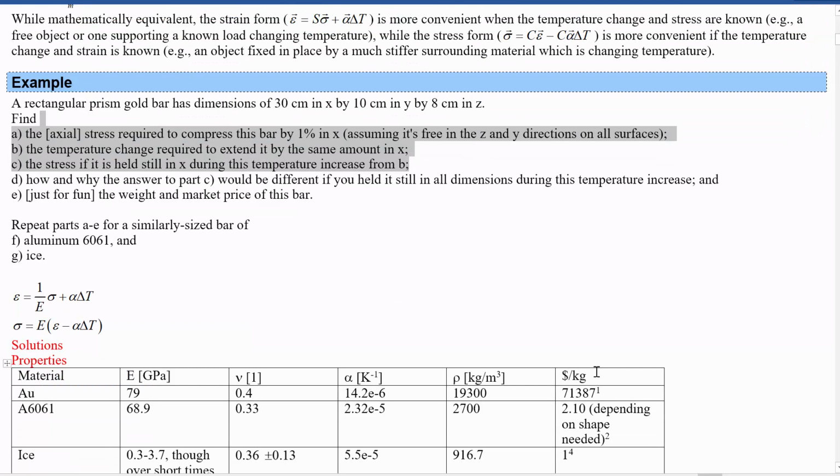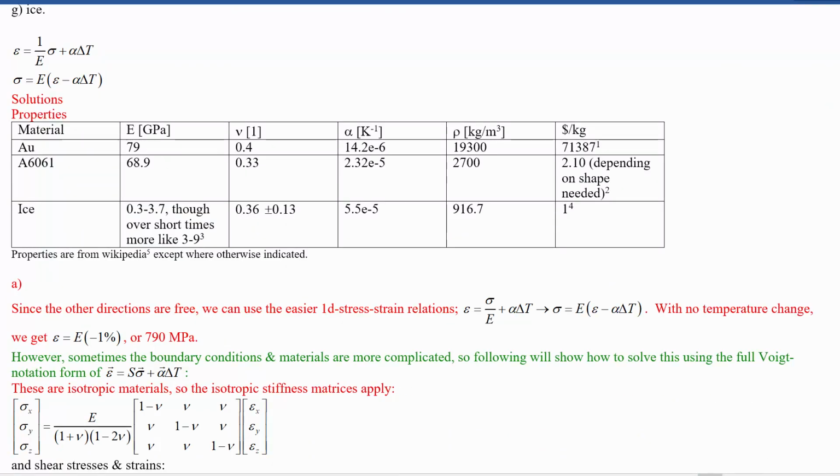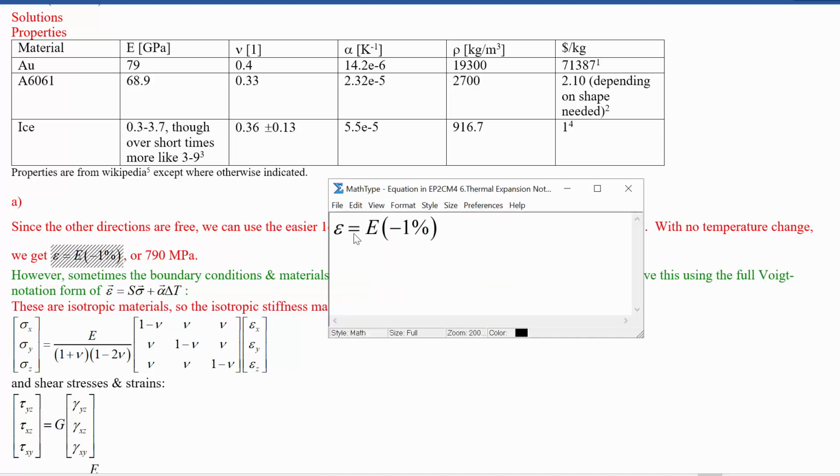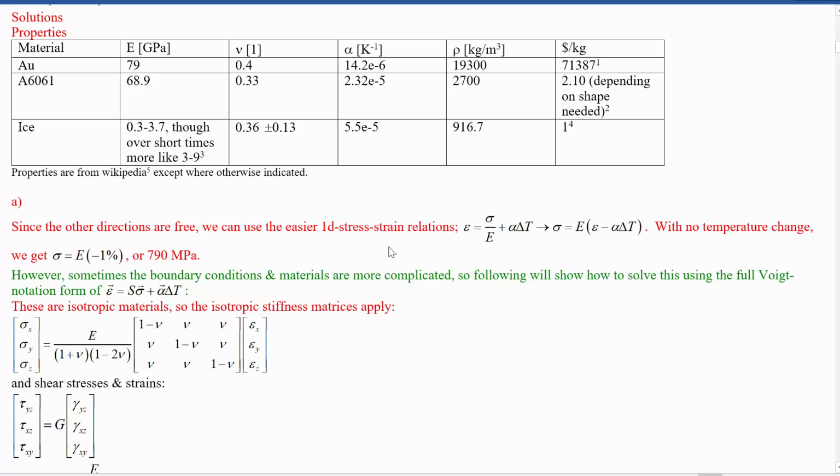Let's look at it with a little bit more detail. So reminder for this first instance, when we have no temperature change and we're looking at the strain, this is a typo here. We're looking at the stress that would show up from a 1% compression. Then that stress is E times epsilon.